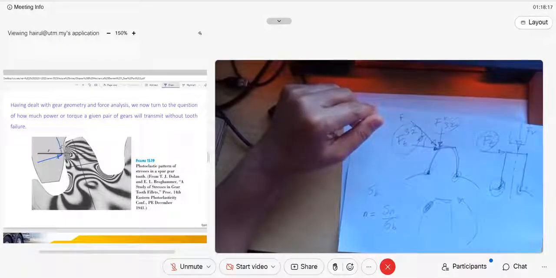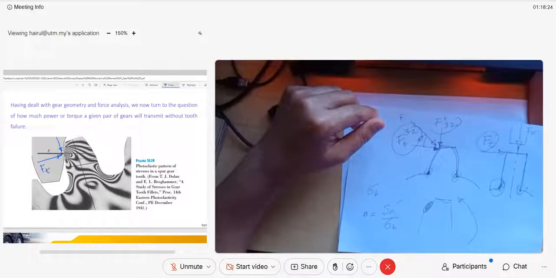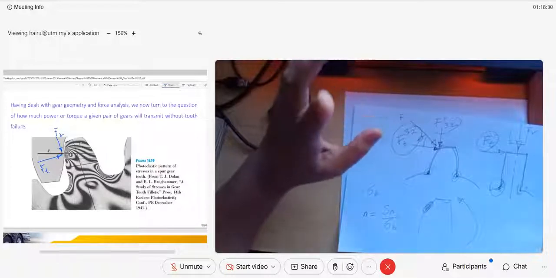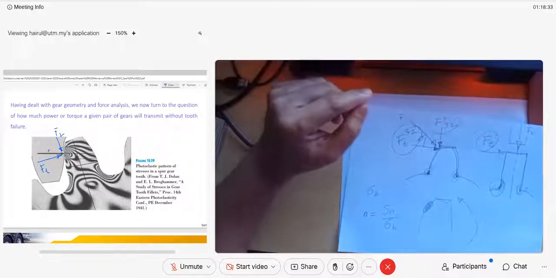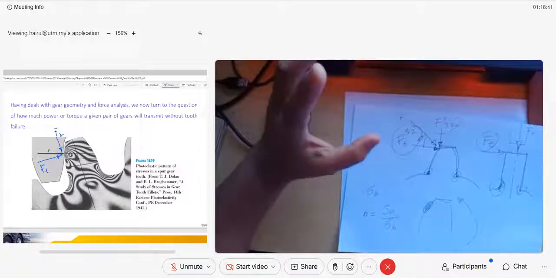We already learned how to calculate F tangent and FR from gear 3 to gear 2. So this is FT from 3 to 2, F tangent, and this one FR, from gear 3 to 2. But as I mentioned to you, for bending, if you look at this photoelastic image, can you see? There is a concentration. There is something like what we call stress. What we call this gradient.